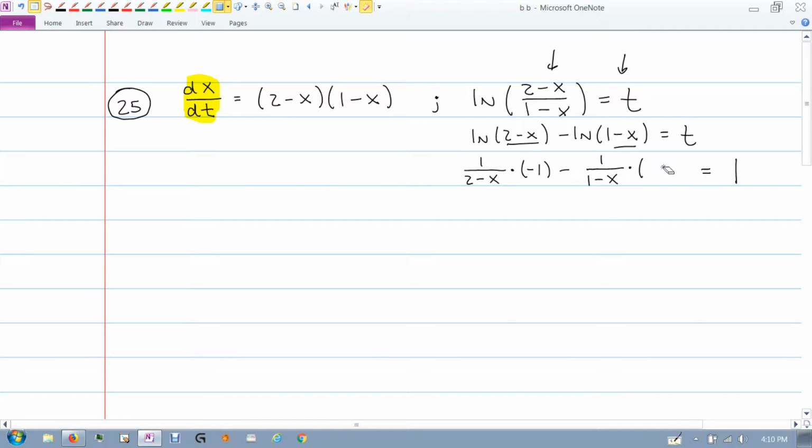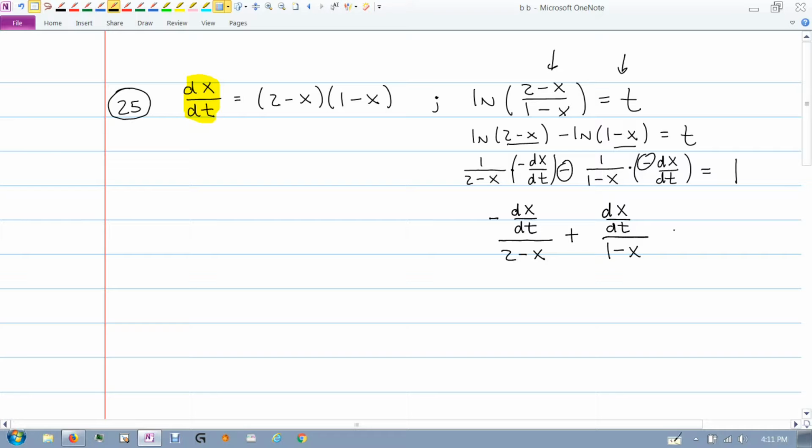What's the derivative of what's inside? The derivative of what's inside is not -1, it's negative dx dt. We're differentiating with respect to t. So that's your chain rule there. And then same thing here, we're going to get negative dx dt. All right. Let's see if we can't clean it up a little bit. We have negative dx dt over 2 minus x, and then plus, because we have minus and minus, dx dt over 1 minus x equals 1.